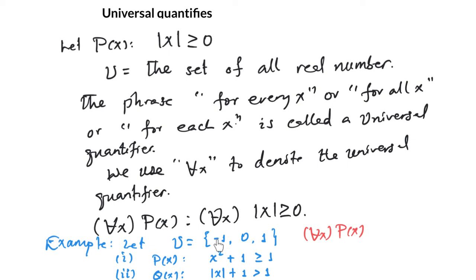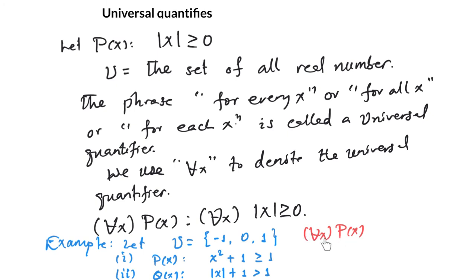For instance, if we pick -1 here, -1 squared is 1, plus 1, and that is 2, which is greater than or equal to 1. It is true. If I pick 0, I will get 0 plus 1. Again, 1 is greater than or equal to 1, which is again true. The same is true for 1. Hence, for all x, p of x holds.